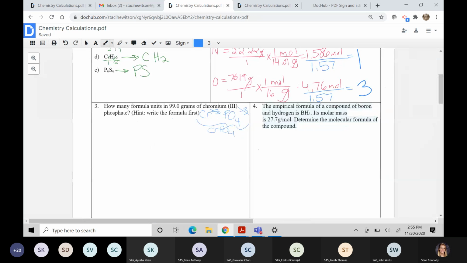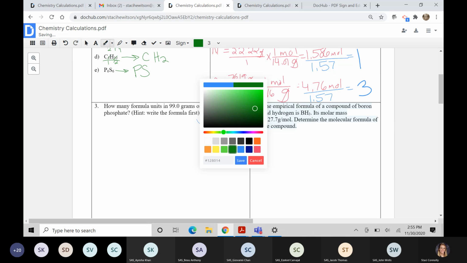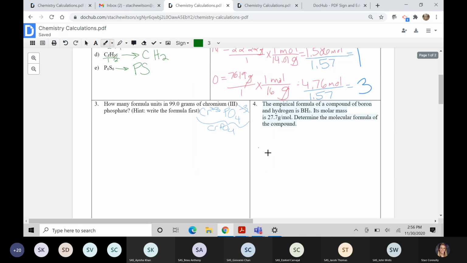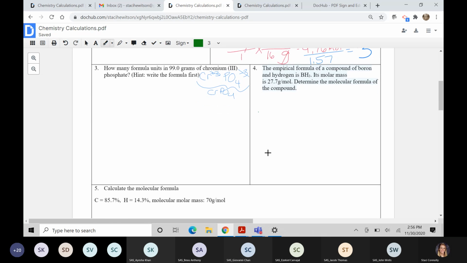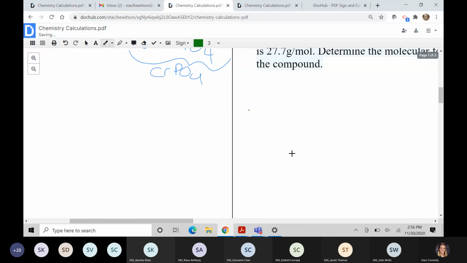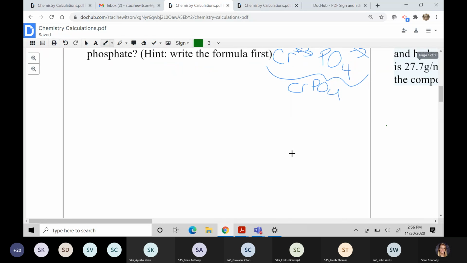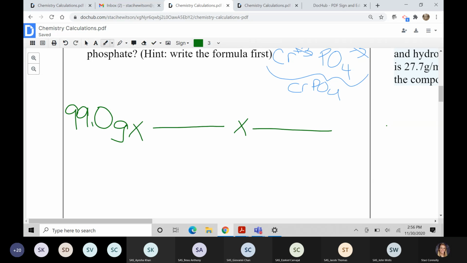Now it says how many formula units in 99.0 grams of this? So we're taking grams and turning them into formula units. If the word mole is not in the problem and it's a conversion problem like this, then you know it's going to have a couple steps. I'm going to zoom in and scooch over. We're starting off with 99.0 grams, and we don't see the word mole in the problem, which means it's going to be 2 steps, because we have to convert to moles, and then we can convert to formula units.